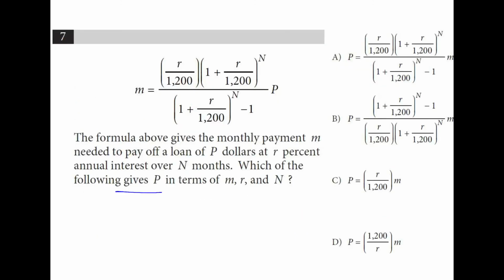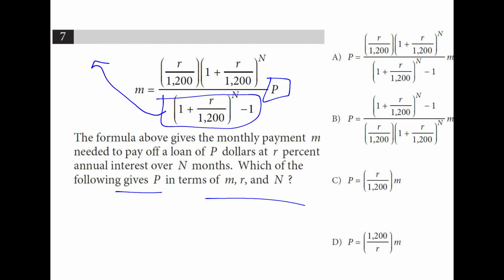Which of the following gives P in terms of the other variables? So I want to get P all by itself. So I'm going to take whatever's here on the bottom and multiply to move it over here. I'm going to take whatever is here on the top and divide to move it down to the bottom.